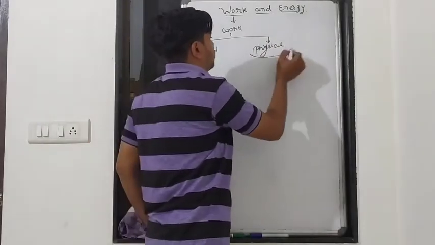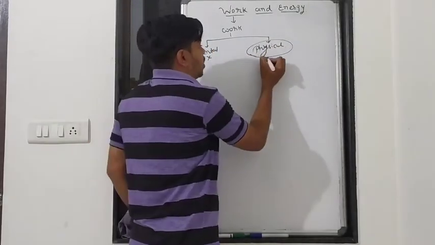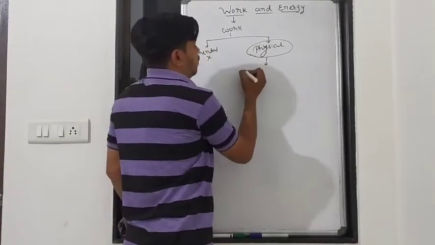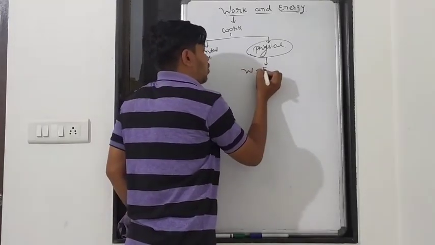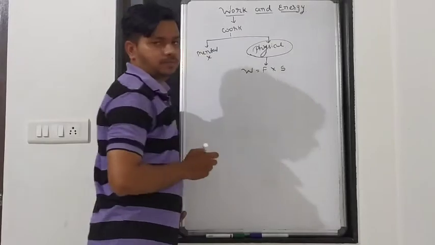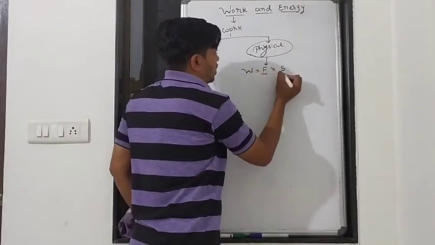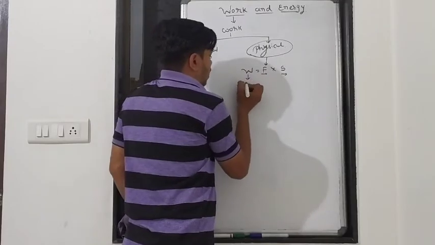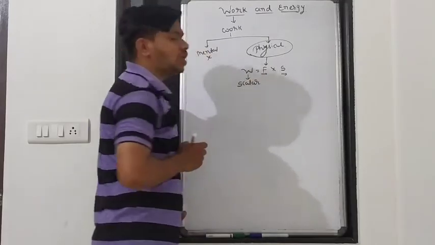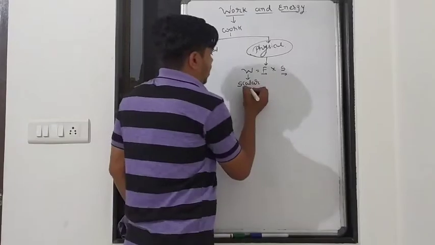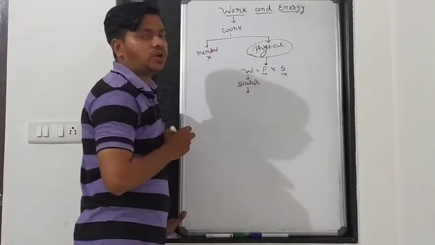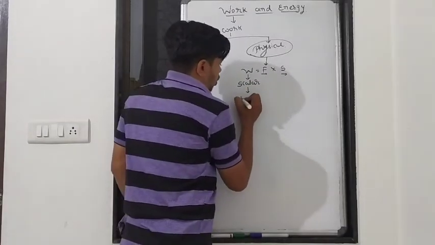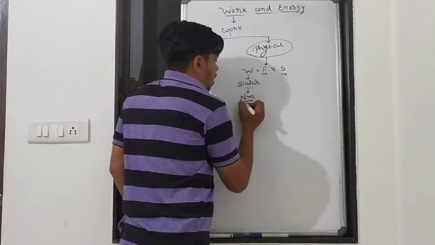So we are just talking about physical work, in which we have seen that work depends on the force and the displacement. Both are vector quantities, but the work is a scalar quantity. And from that we also get the SI unit of work, which is Newton into meter.